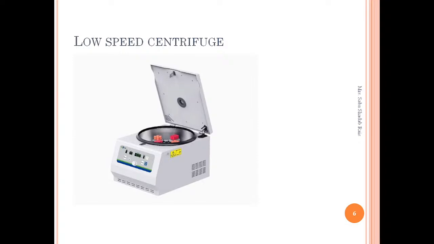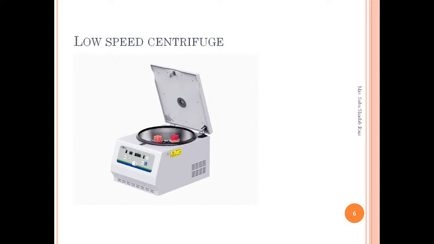Now, on the basis of the RPM value, that means revolutions per minute value, the centrifuge machines can be divided into various types: ultra centrifugation, low speed centrifugation, high speed centrifugation. Many types of centrifuge machines are there, but we will stick to only two types of centrifuge machine. One is the low speed centrifuge, and the next is the high speed or the ultra centrifuge.